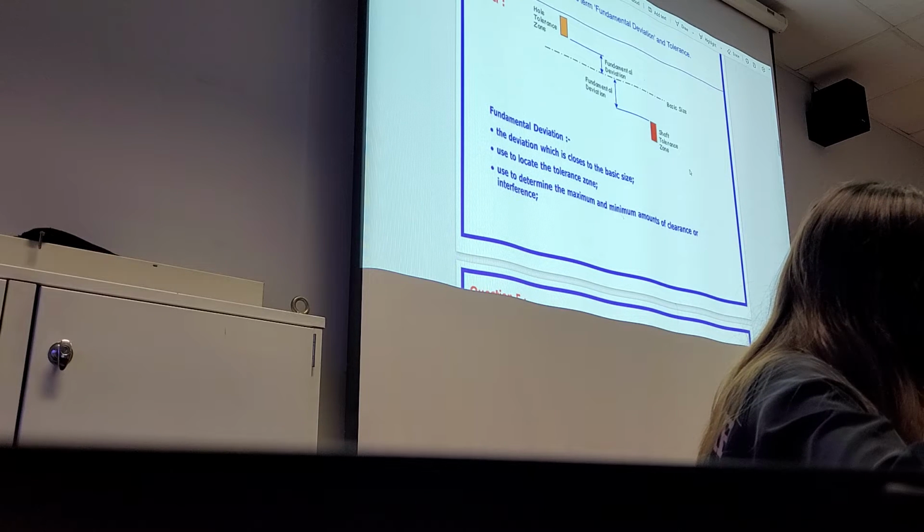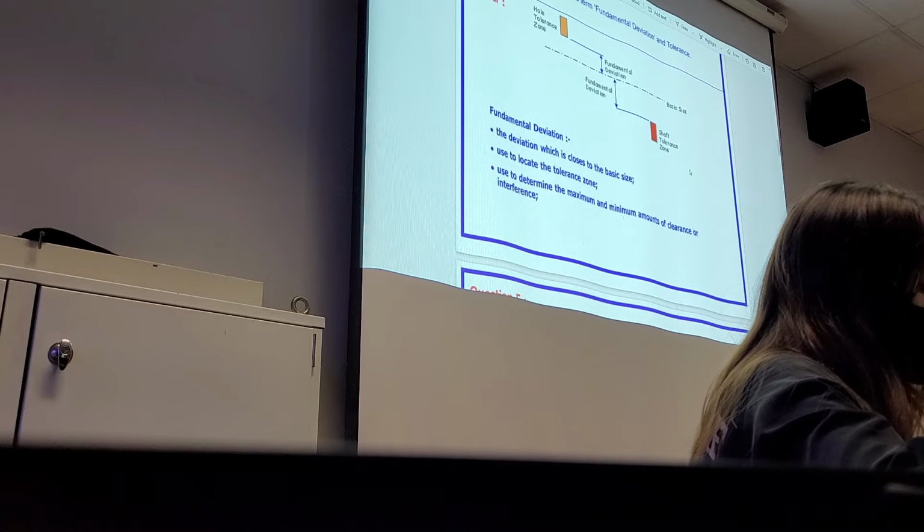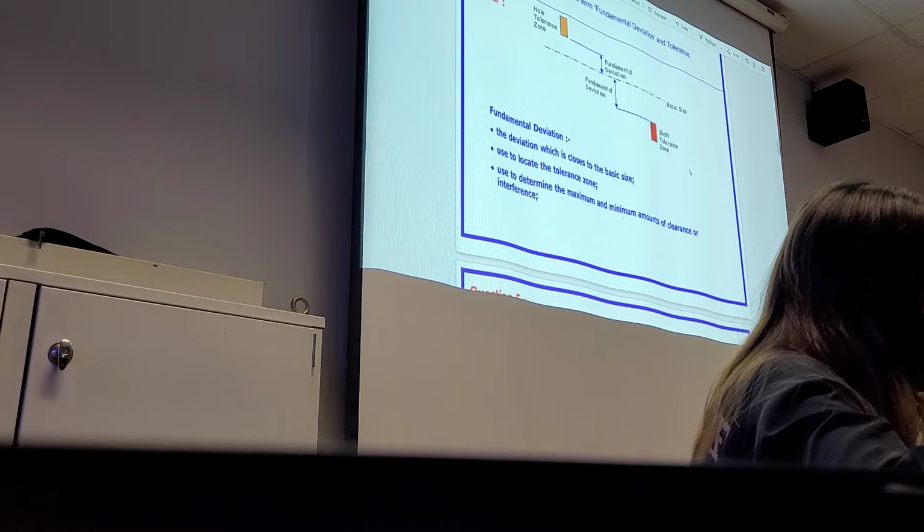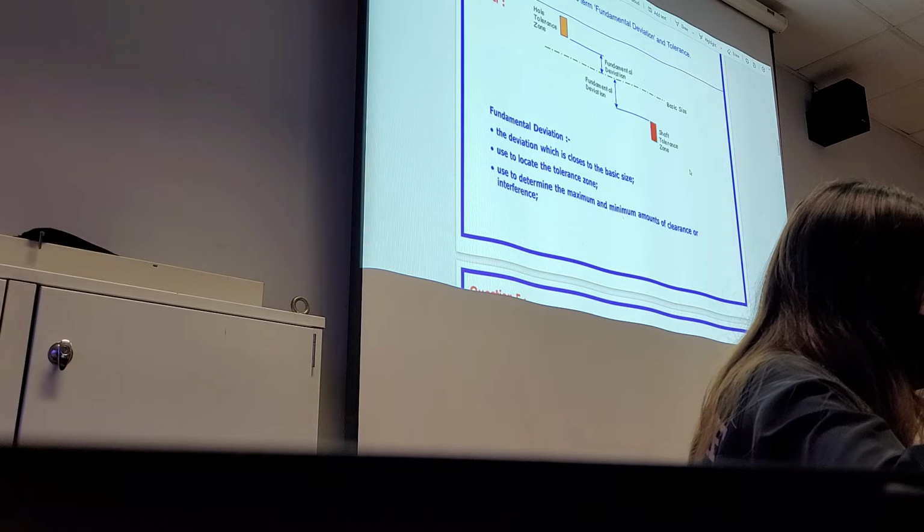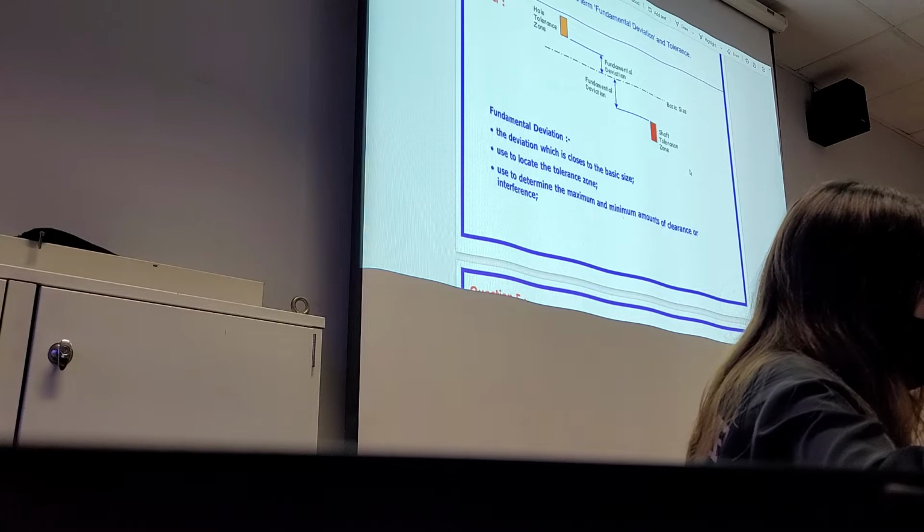The fundamental deviation sounds very hard to understand. Basically, it shows how far away this tolerance is from the basic size. Because the tolerance can be the same, but I can move it up and down. In the international standard, this fundamental deviation is represented by a letter: A, B, C, D, E, F, G. The different letters indicate the distance, how far away this tolerance zone is from the basic size.